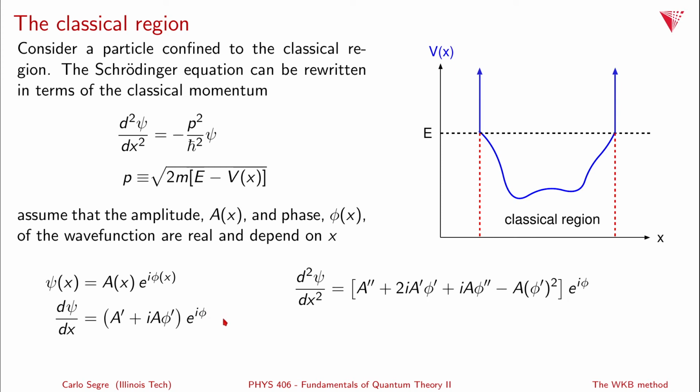And we take the second derivative, and now we have a bunch of terms. So first we have this term here, which gives us A double prime, the second derivative of A with respect to space. Then we have this term here, and we take the derivative of A, so it's 2i A prime phi prime. And then we have another term, i A prime phi prime, when we take this term and the derivative of e to the i phi. So that gives us two of these. Then we have i A phi double prime when we take the derivative of this term and phi prime. And then finally, we have minus A phi prime squared when we take this term and the derivative of the exponential, all times e to the i phi.